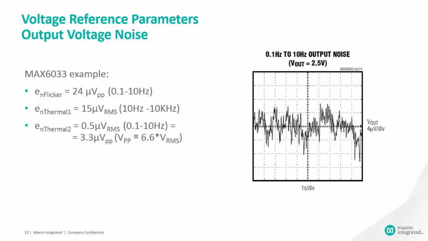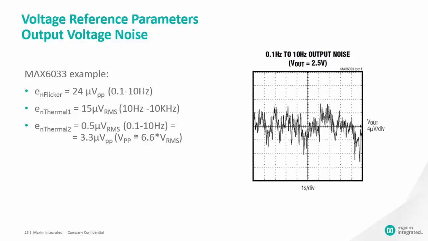One way to reduce flicker noise is to stack up voltage references in series. While the resulting voltage multiplies up by the number of references, the resulting noise only goes up with the square root of that number, as uncorrelated noise. For more on this, see Application Note 3531.